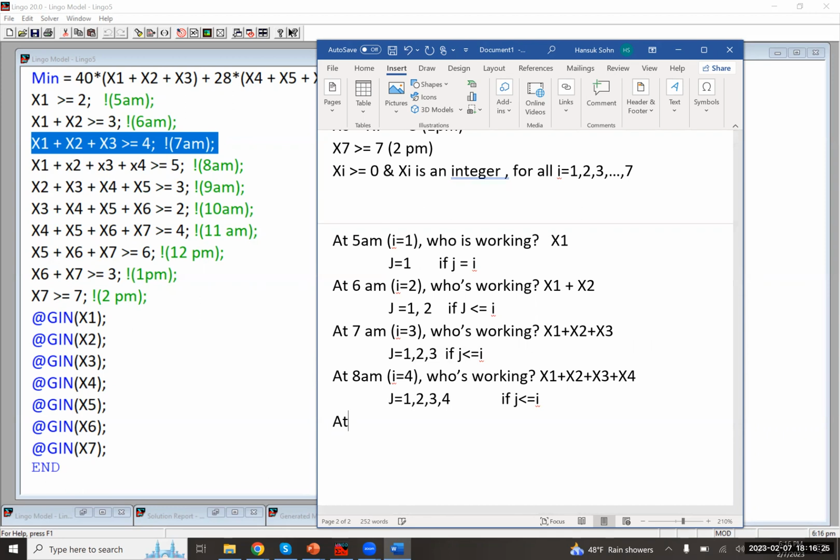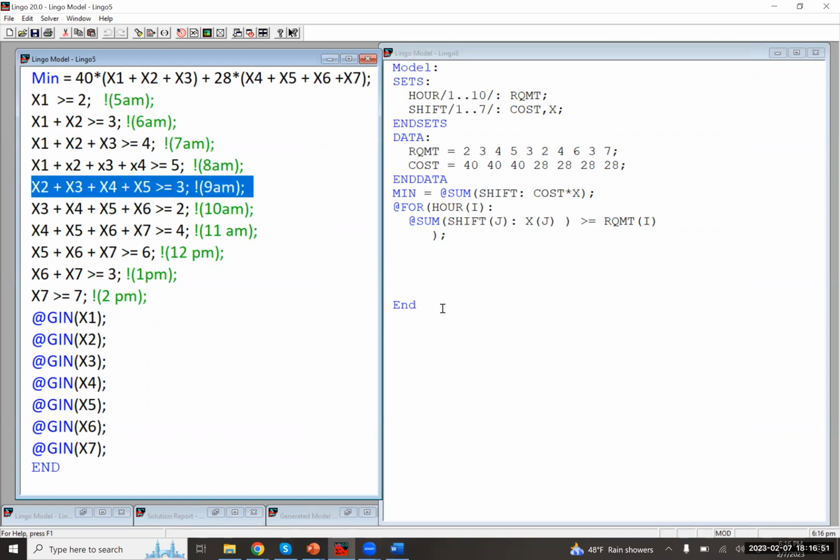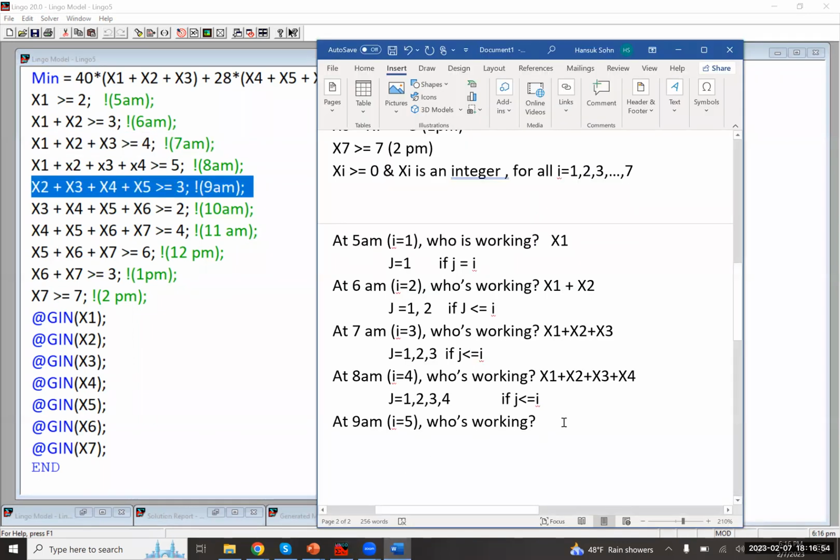How about at 9 a.m.? That is, I takes the value of 5. Then who's working? At 9 a.m., X2, X3, X4, and X5. These are the only people working at 9 a.m., right? So here we specify X2, X3, X4, X5.